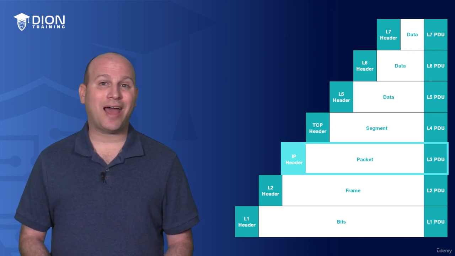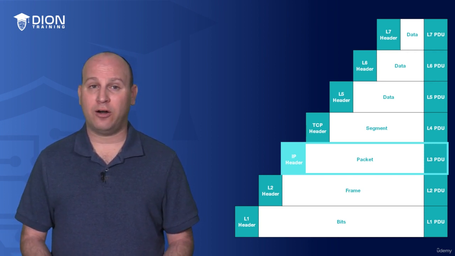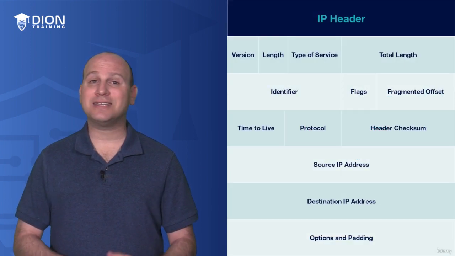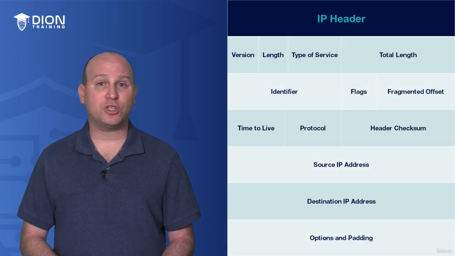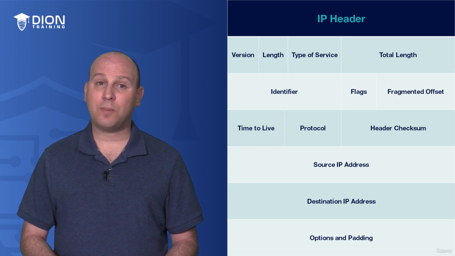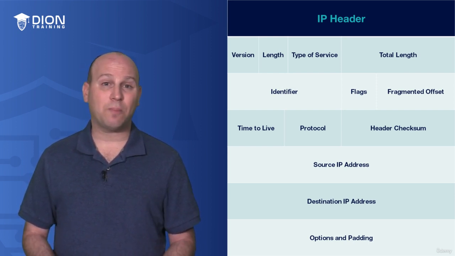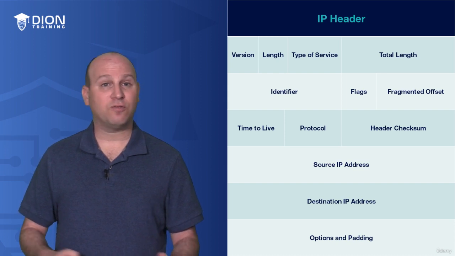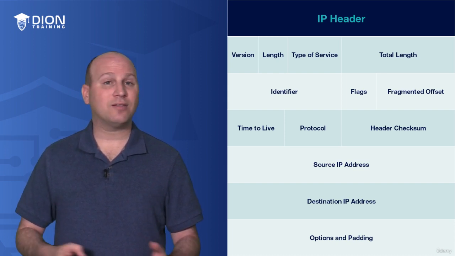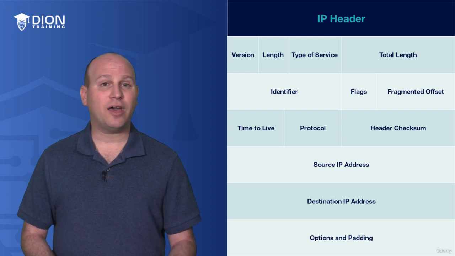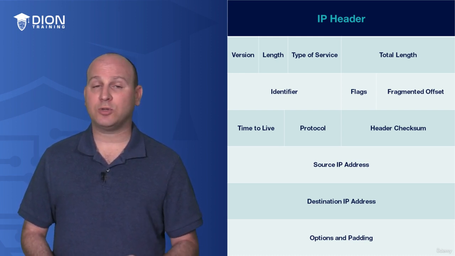This time, we're going to add the IP, or Internet Protocol, header. The IP header is going to contain several fields, including the IP version, the length of the IP header, the type of service, which was defined by the standard but never really used, the total length of the packet and header, the identifier, the flags, the fragment offset, the time to live, the protocol, the header checksum, the source IP, the destination IP, and the options and padding.